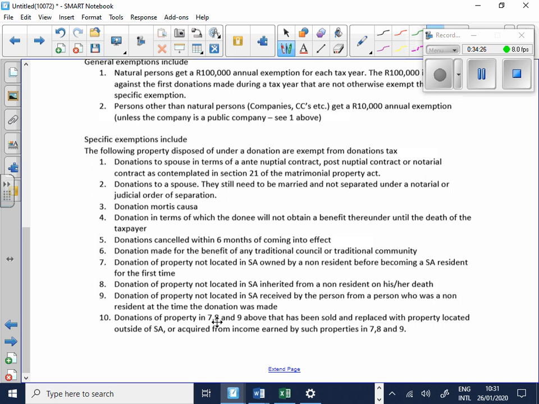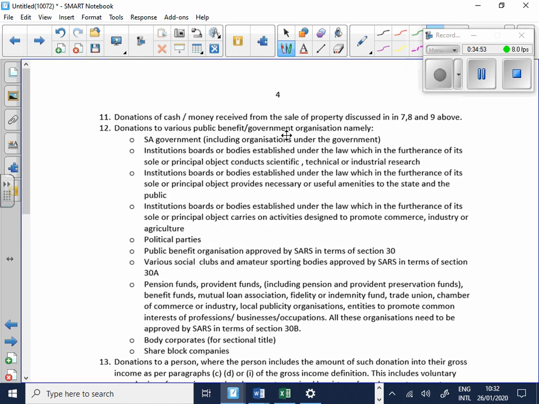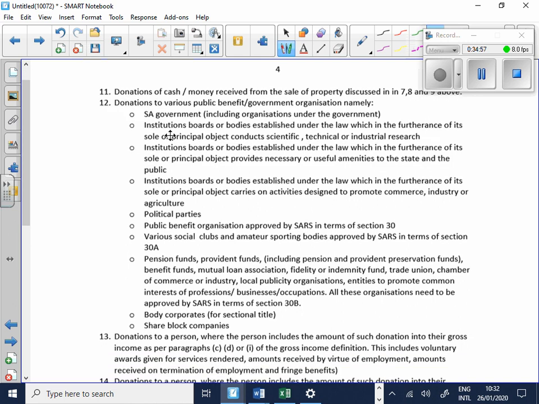And then guys, number 10 says donations of property in 7, 8, and 9 above that's been sold and replaced with property located overseas. So I inherited this, I sold it and replaced it with something else, but the property is still got to be overseas. So anything you had before you came to South Africa, or a non-resident gave you, or someone died and you got it by inheritance, and the property's still overseas, you can donate it without paying donations tax. Okay, next one. Donation of cash of any property in 7, 8, and 9, which is there.